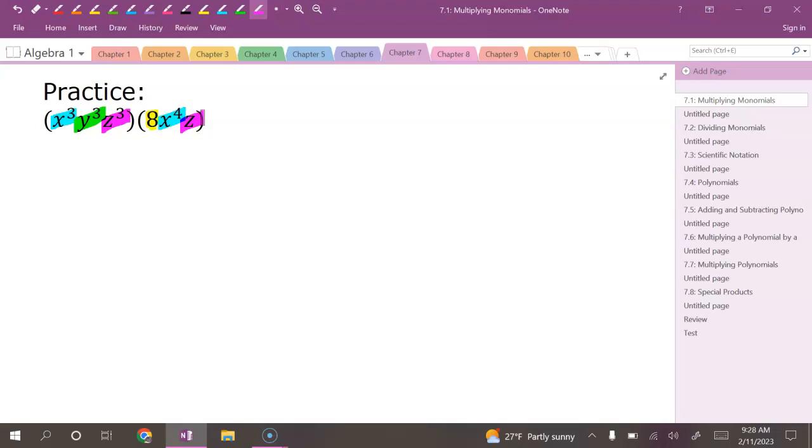This is starting to change it up a little bit on you, so make sure you're paying attention. We should have put 8 first, because coefficients always go first. And then our letters. Alphabetically, x comes first in the alphabet. So we've got x to the third, x to the fourth, so that should have been x to the 7th power. And then your y comes next, so y to the third. And then your z, z to the 4th.